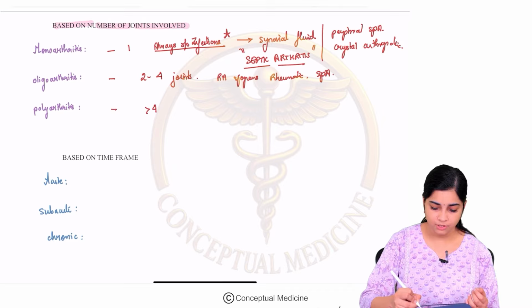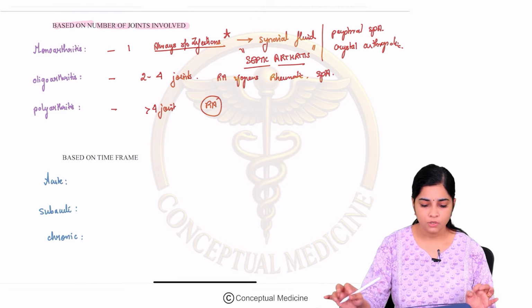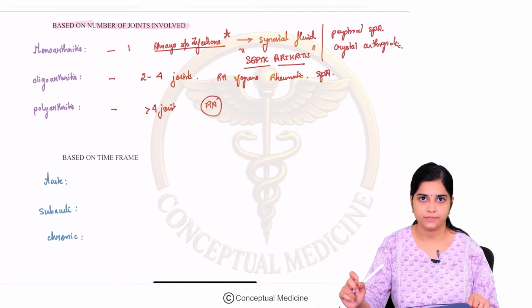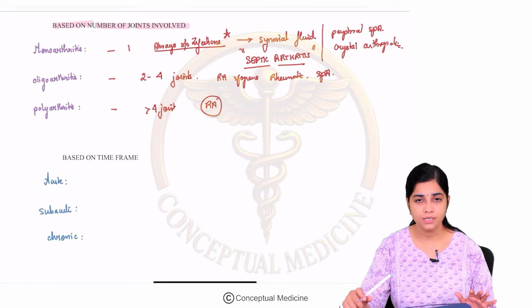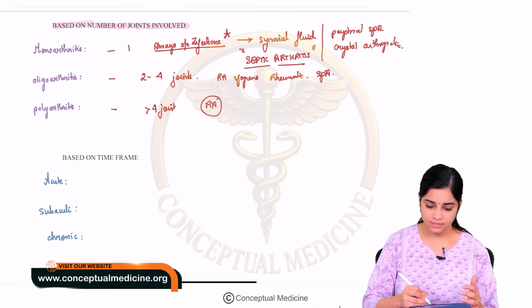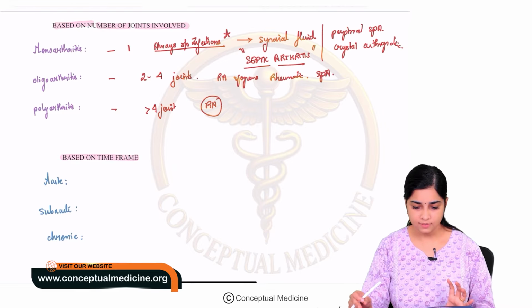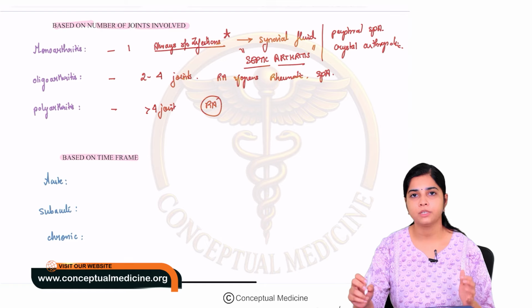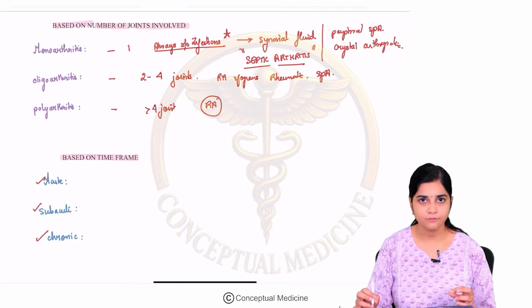Polyarthritis is when more than 4 joints are involved, and rheumatoid arthritis is the most characteristic common example for a polyarthritis. Okay, so this is how you should describe our arthritis. So first you find out whether this is an articular involvement or an extra-articular involvement. Then you have to find out whether this is an inflammatory or a non-inflammatory cause. Then you have to find out the number of joints that are involved, mono, oligo or polyarthritis. Then the next part of your examination and history taking when it comes to a patient with arthritis is you have to fit it into a particular time frame, right? So you see whether this is a subacute, acute or a chronic onset of arthritis, right?